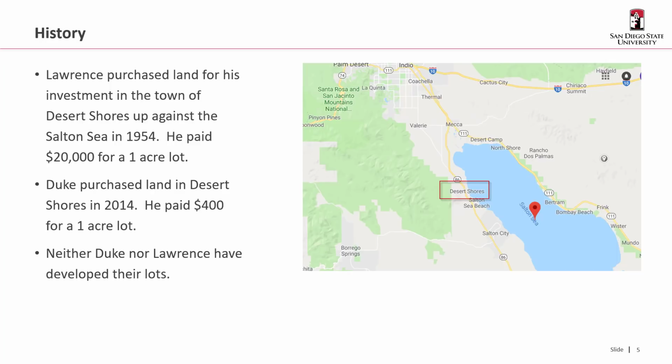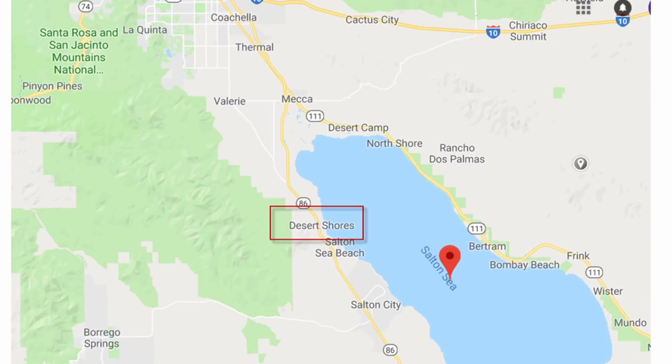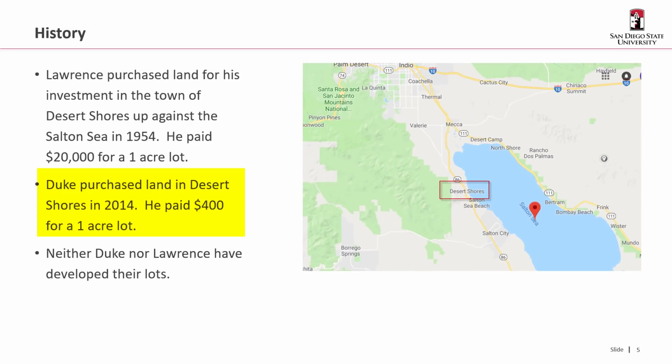And this story involves a guy named Lawrence. So Lawrence purchased land for his investment. So he chose it as an investment in the town of Desert Shores, which was up against the Salton Sea in 1954. And he paid $20,000 for a 1-acre lot. So Duke, on the other hand, purchased land in Desert Shores in 2014. So a solid, 60 years later? 70 years later. Wow, long time later. In any event, actually it's 60. He paid $400 for a 1-acre lot.